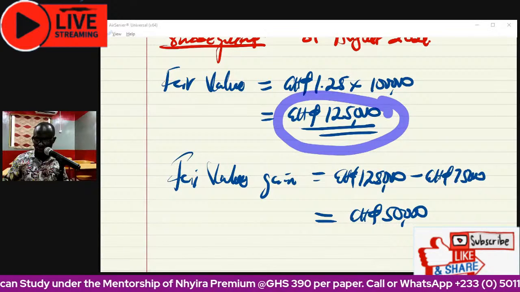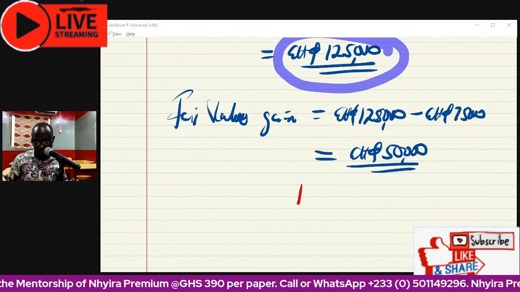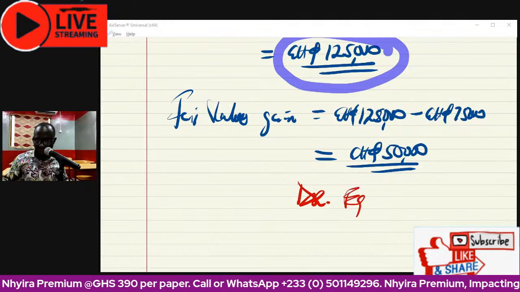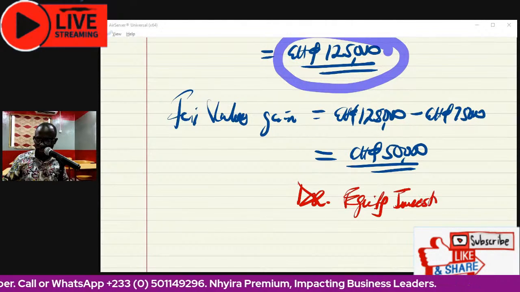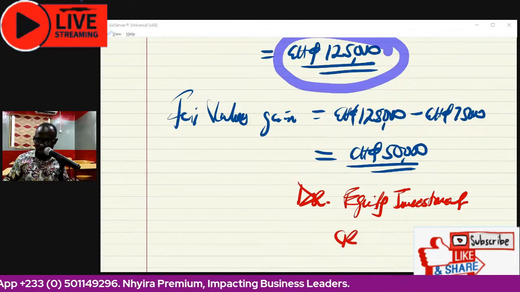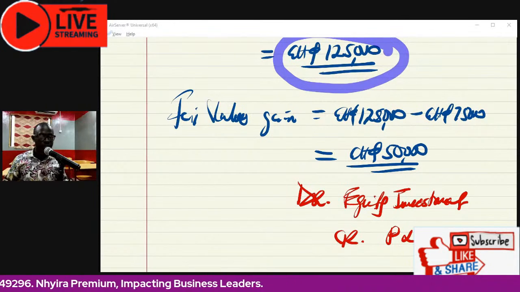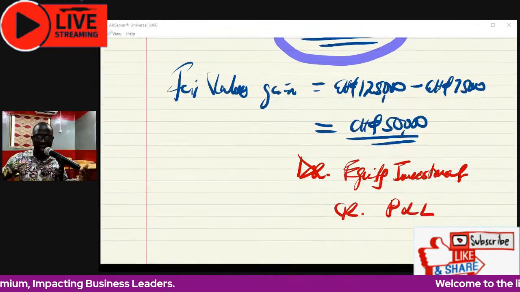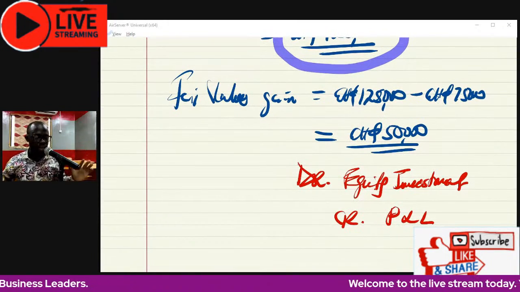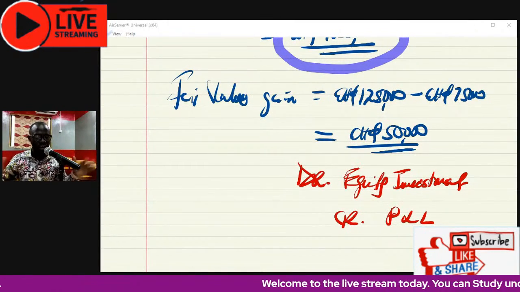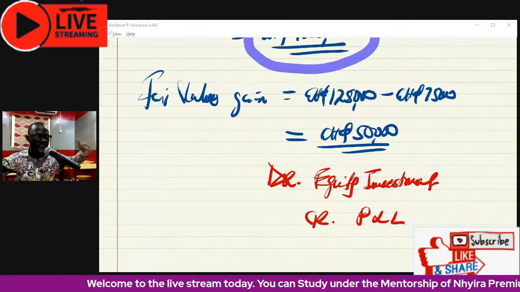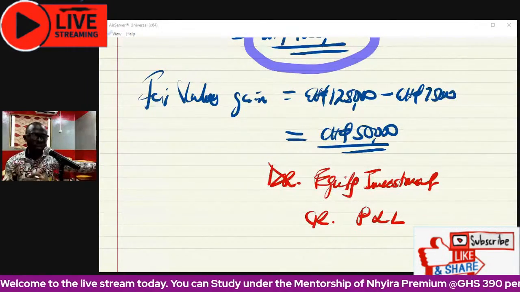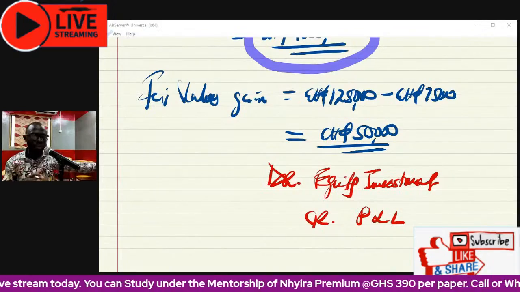So this 50,000, what is the double entry? We debit the equity investment with that, and we credit the profit or loss account, P&L. Why? Because it is carried at fair value through P&L. Now, this is it about IFRS 9, equity investment, financial assets.